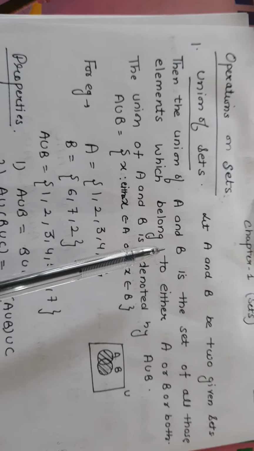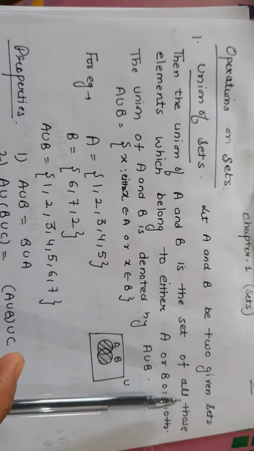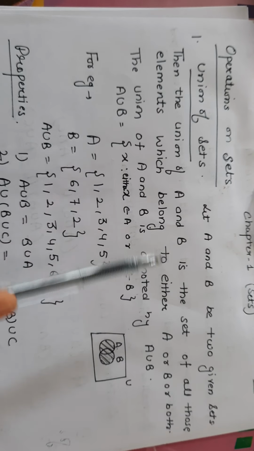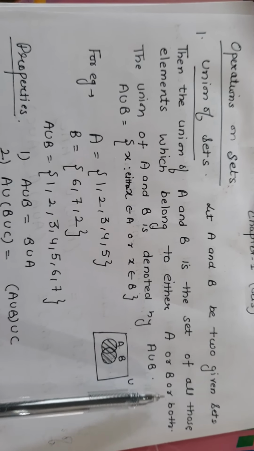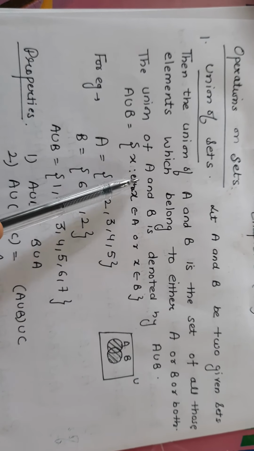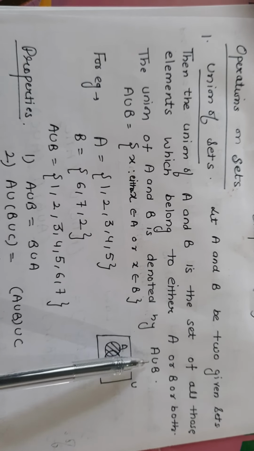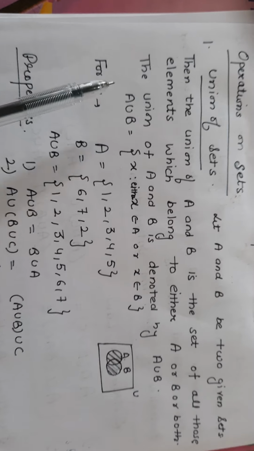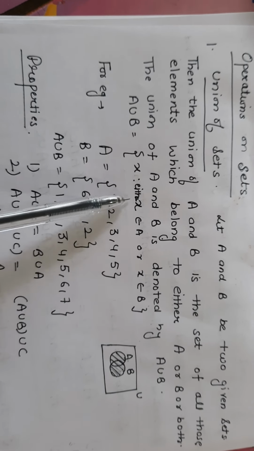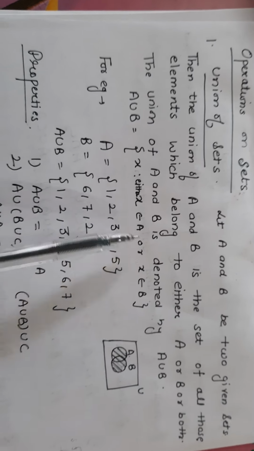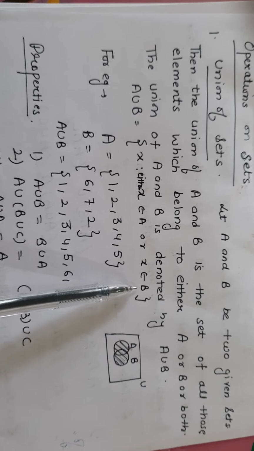Then the union of A and B is the set of all elements which belong to either A or B or both. It is denoted by the symbol A union B. In set builder form, it can be written as the set of those x such that either x belongs to A or x belongs to B.